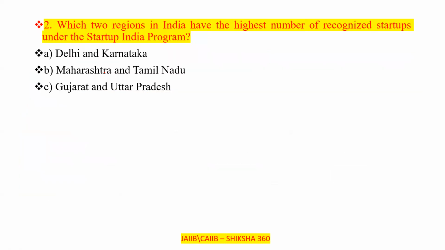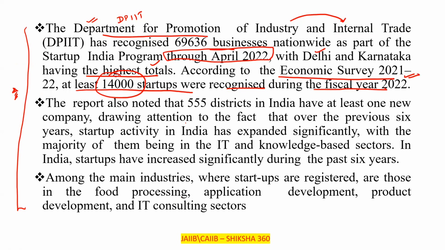So what is the question? Which two regions in India have the highest number of recognized startups under the Startup India program? Option A is Delhi and Karnataka. Option B is Maharashtra and Tamil Nadu. Option C is Gujarat and Uttar Pradesh. We have already discussed that option A is the correct answer: Delhi and Karnataka have the highest number of recognized startups. Further, 69,636 is the total number of startups in India.